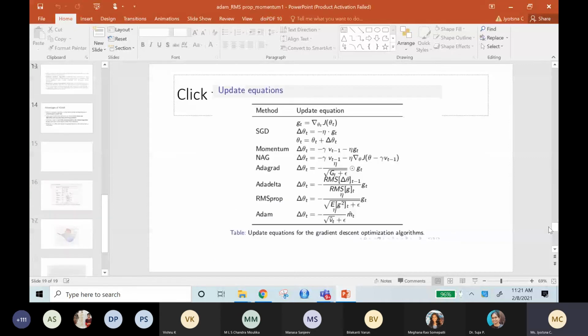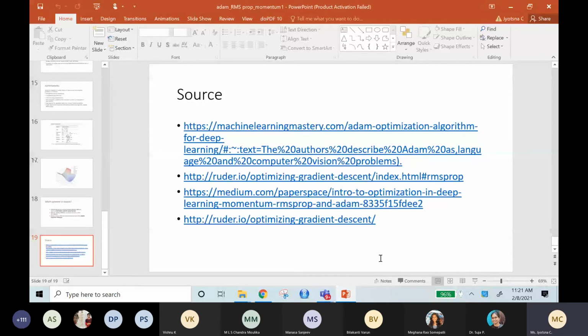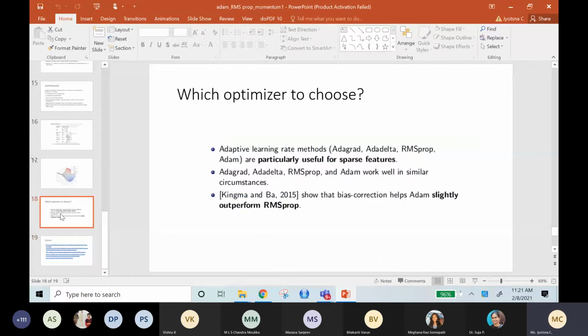Okay, so at the end of the slide, you can see many of the links are given. Please go through that one. Another thing here, it is given which optimizer to choose. One of you asked whether RMSProp. So all these things depend on your data or your application, whether you have sparse features, which one I should use, whether Adam I should use or this one. You will decide based on your application or your data.